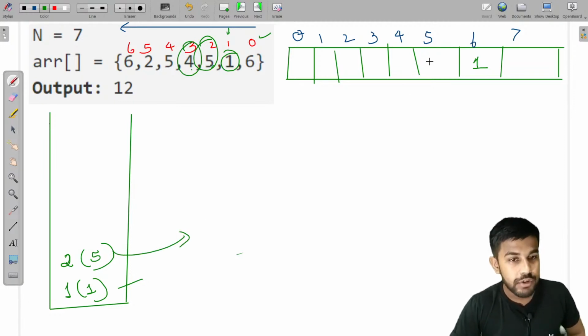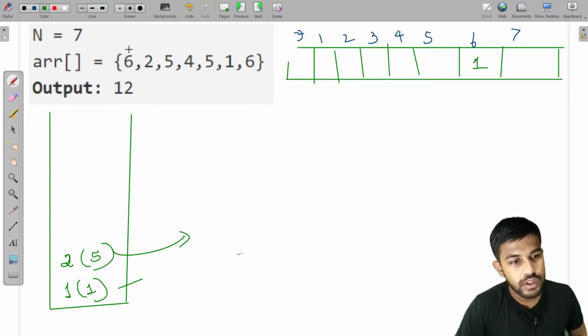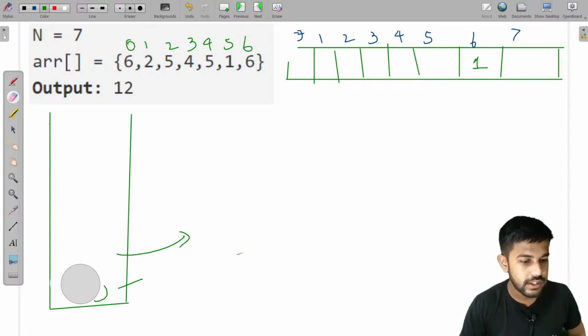And we would mark the element of 2. We would mark this one. Just this thing, let me change the indexing: 0, 1, 2, 3, 4, 5, 6. Let's not ruin this. Till now 6 is complete.